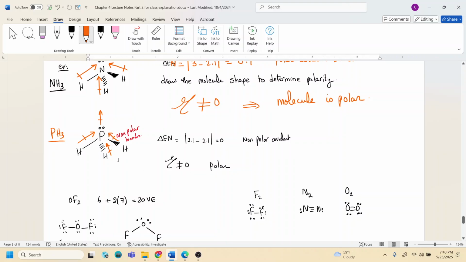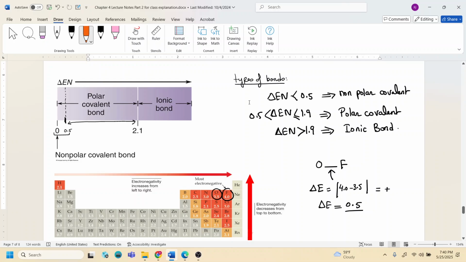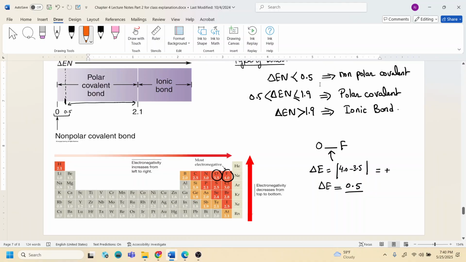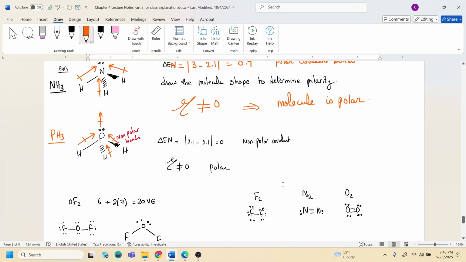The molecule is polar. What type of bonds are there between the phosphorus and the hydrogen? Go ahead and do the change in the electronegativity, 2.1 minus 2.1, because both are 2.1. This is zero. So the change in electronegativity is zero. Zero is less than 0.5, so I'm expecting a nonpolar covalent bond.